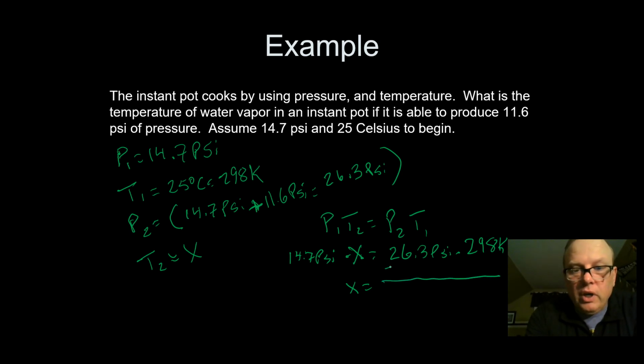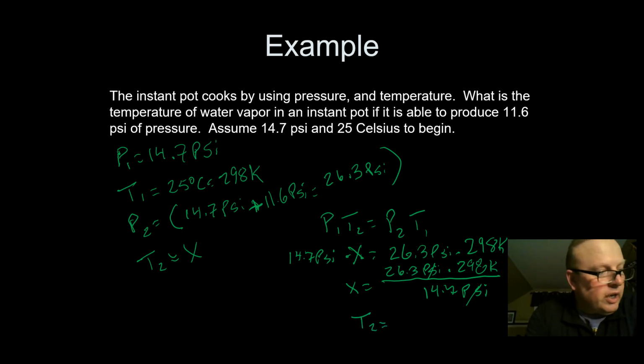I'm going to have the 26.3 PSI times 298 Kelvin divided by 14.7 PSI. This is going to cross out the units of PSI, and it's going to leave me with this T2 value, which I have as X. So T2 is going to end up equaling 533 Kelvin. Now 533 Kelvin, again, we're going to want to put that into Celsius. So if we put that into degrees Celsius, that will be equal to 260 degrees Celsius.